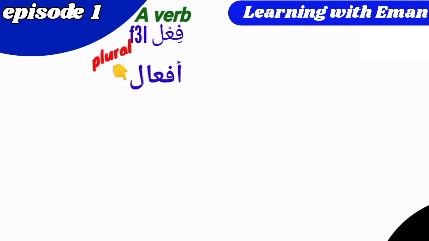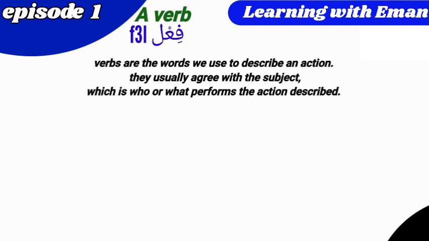The second category is a verb. فعل. The plural is أفعال, which means verbs. Verbs are the most important part of any sentence. They are the words we use to describe an action. They usually agree with the subject, which is who or what performs the action described.